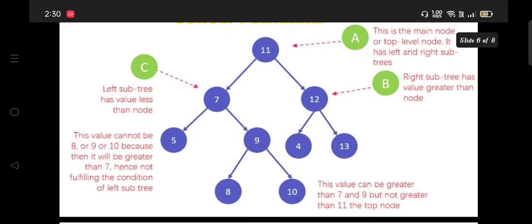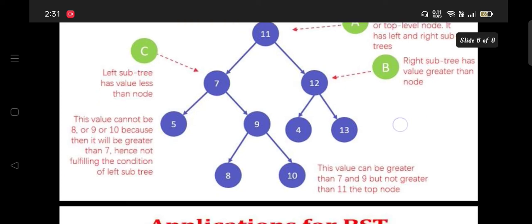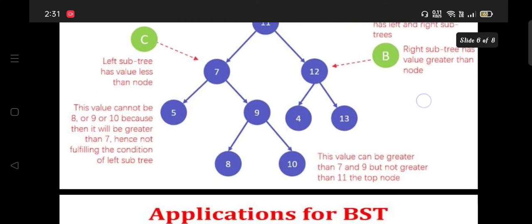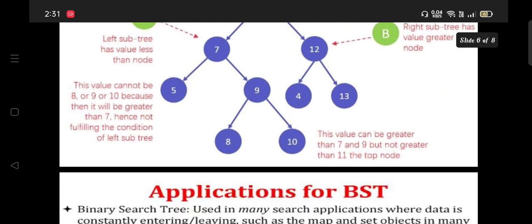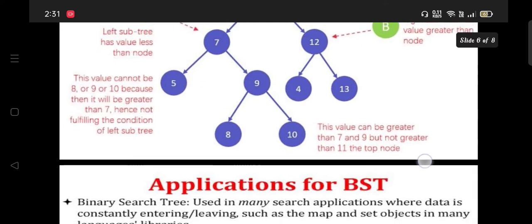Here C indicates the left subtree has values less than the node. These values cannot be 8 or 9, because then they would be greater than 7, hence not fulfilling the condition of the left subtree. A is the main node or top level node. It has left and right subtrees. B, the right subtree, has values greater than the node. This value can be greater than 7 and 9 but not greater than 11, the top node.